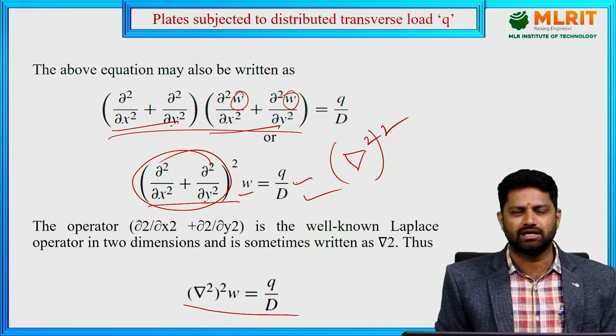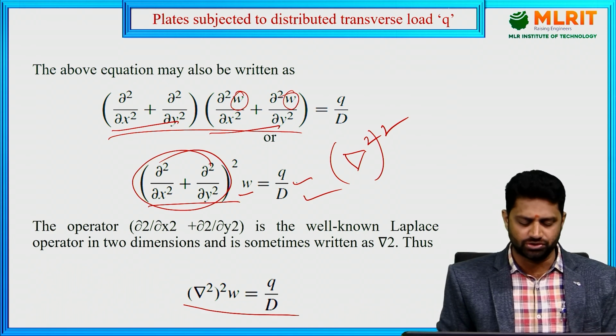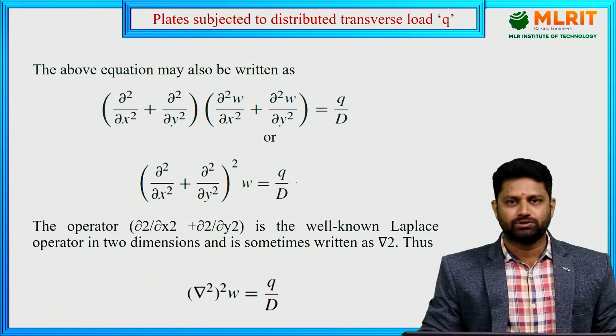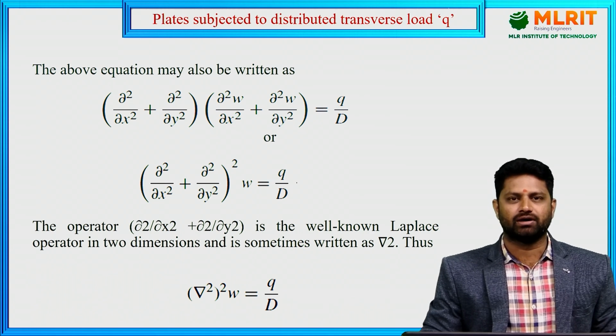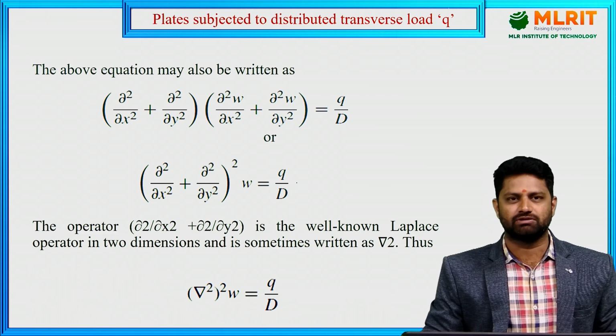Sometimes when the derivation is asked, he'll straight away give you delta square whole square equals Q by D, and ask you to prove this equation. So you should know what this delta square is, which is nothing but the Laplace operator. This is the partial differential equation in terms of the deflection of the plate W, and in terms of the Laplace operator, delta square of square into W equals Q by D.